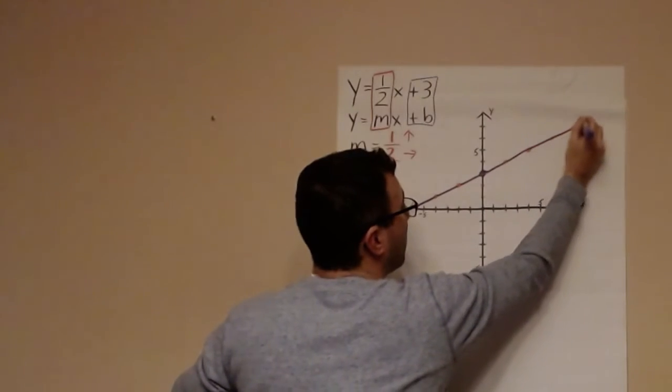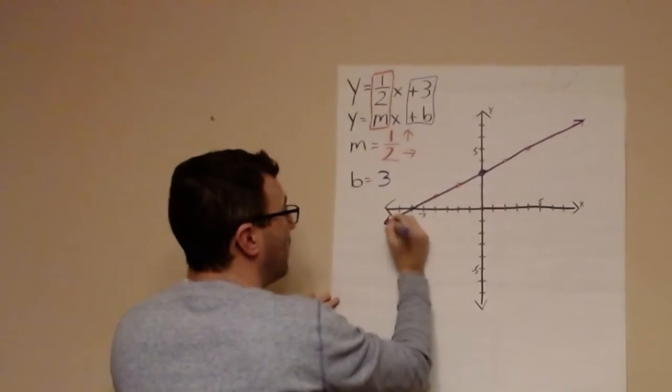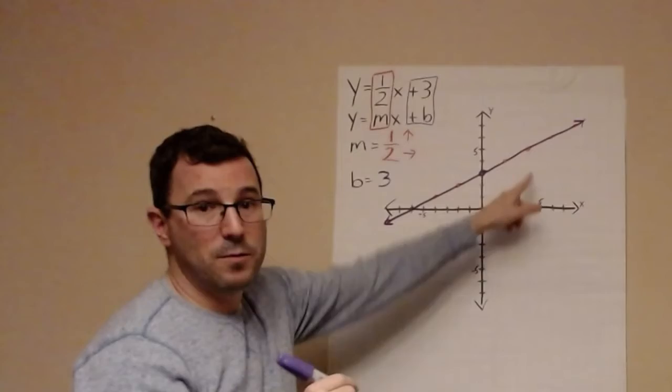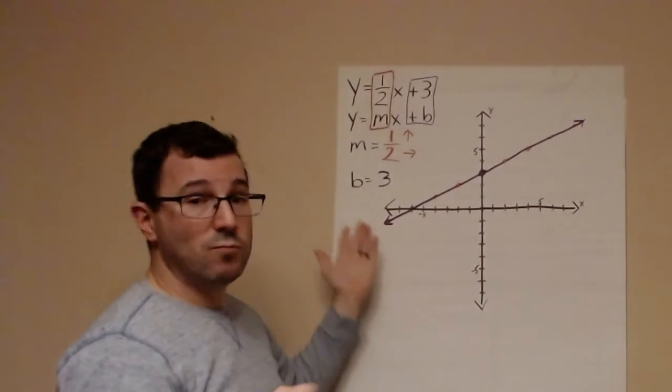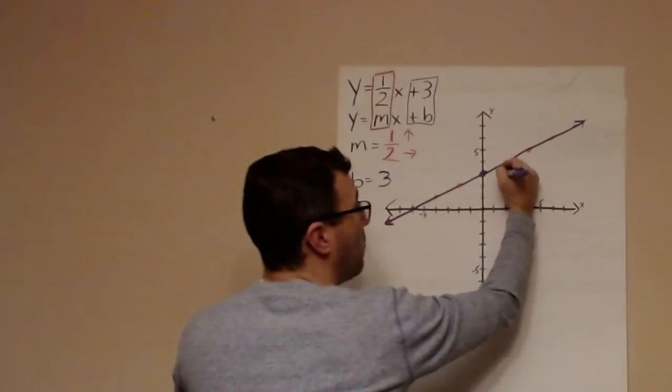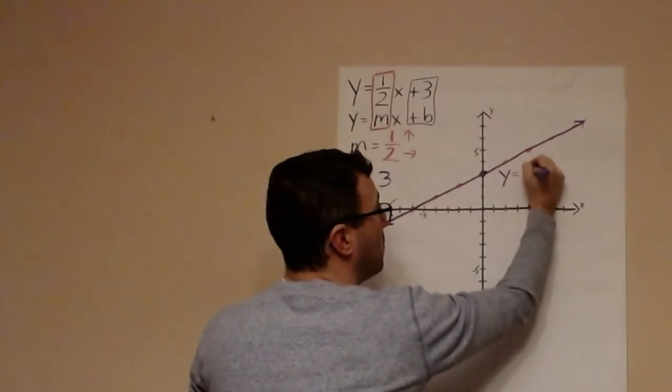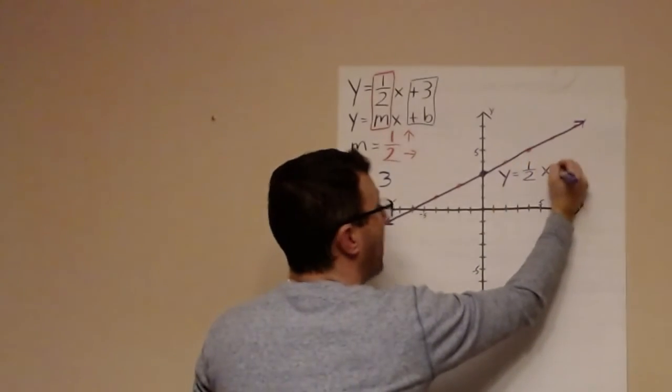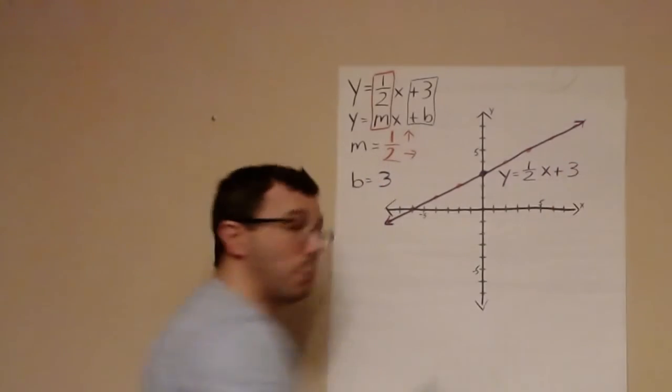Oh, a little bit off there. A little bit of a bump. But again, I can see that this is a straight line. I'll write my equation. Y equals 1/2 x plus 3.